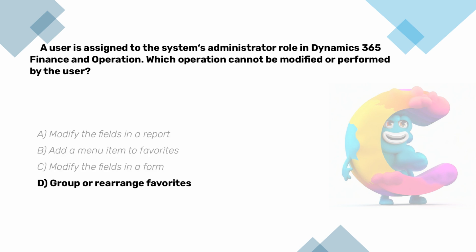Group or rearrange favorites functionalities are typically within the admin role's capability due to full system access and standard administrative tasks. The other options, B and C, also appear to be within the admin capabilities without requiring specific third-party extensions or custom scripting unless otherwise stated.